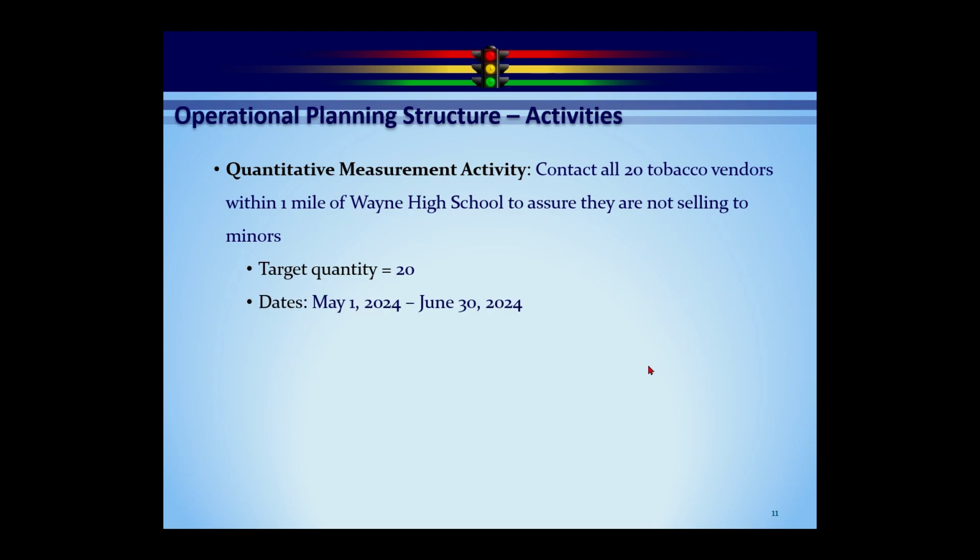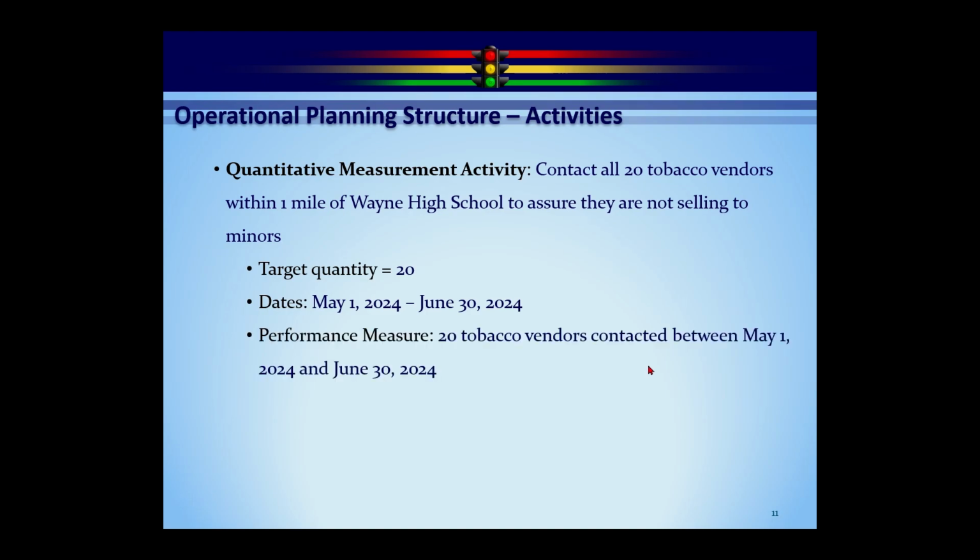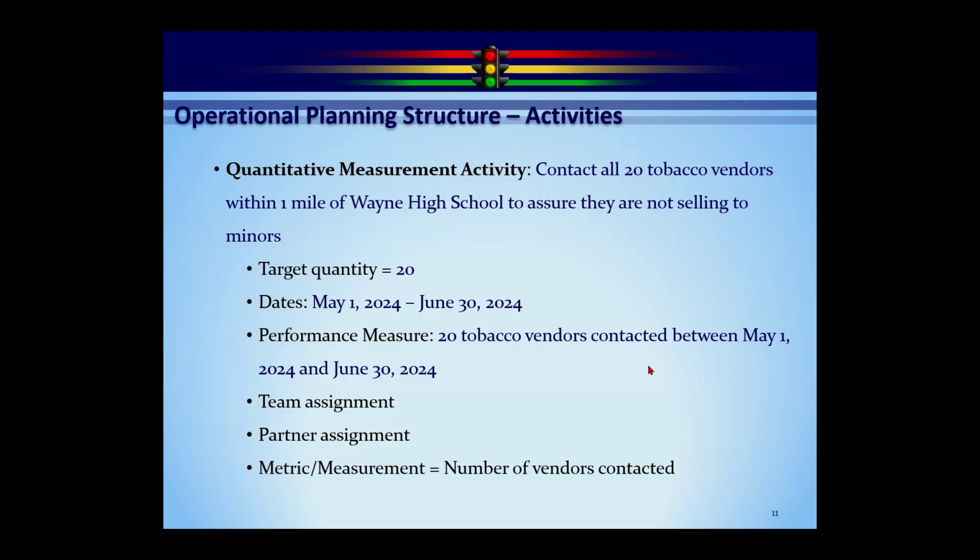We got beginning and ending dates, just like we do in the project-based activity. Our performance measure, again, will be somewhat created for you. 20 tobacco vendors contacted between May 1, 24 and June 30th, 24. And we're going to do team and partner assignments. And as you can imagine, our measurement is pretty simple. How many tobacco vendors did we contact?